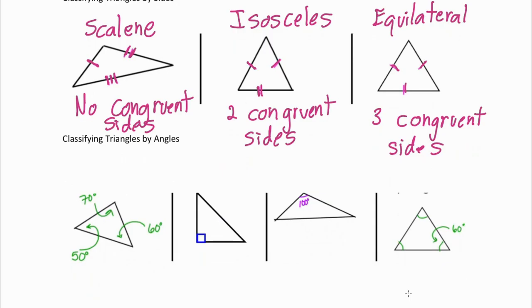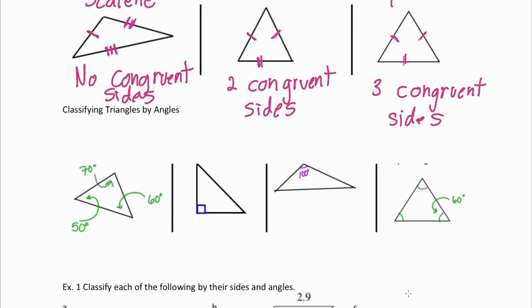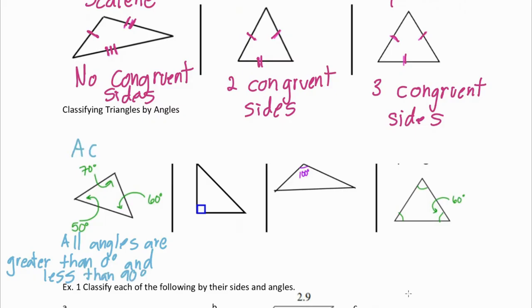So when we have three angles, and all angles are greater than 0 degrees and also less than 90, we call that an acute triangle. So that's when all three of the angles are between 0 and 90.